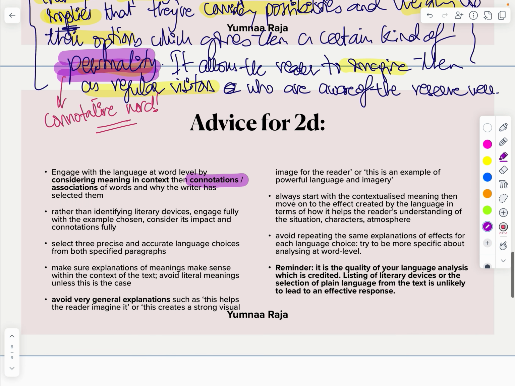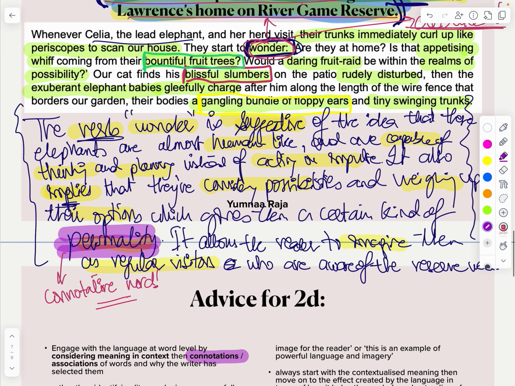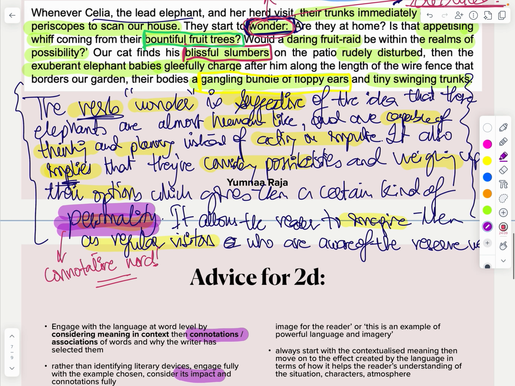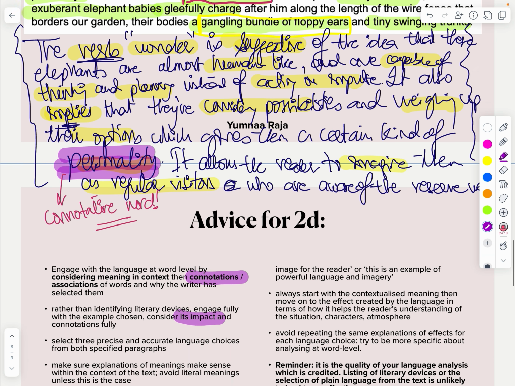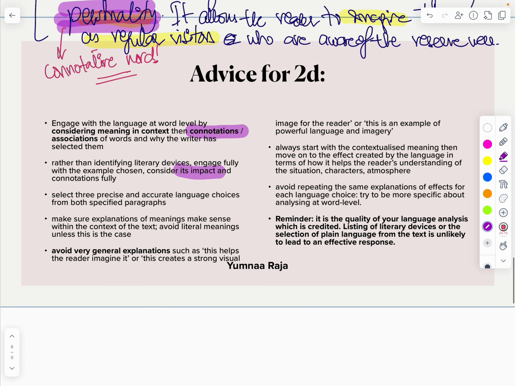Rather than identifying literary devices, please engage fully. Please remember that there are no marks for identification, so do not simply identify that this is a metaphor and this is a simile and this is this and this is that. You're not going to get the mark. You have to consider the impact. The fact that this word made me feel like it's almost human-like and the elephant is capable of thinking, that is something that will get me the mark. Three examples from each paragraph. Please keep that in mind.